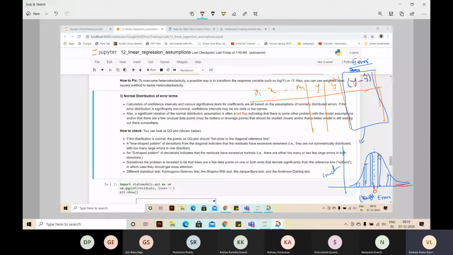When will that happen? When all the x's are linearly related to y, your y cap is close to y. Your y and y cap are close to each other, you will get numbers very close to 0. So if your error term is normally distributed, that means there is a linear relationship between input and output, and there will be a 0 here. Most of the data, 68%, is within one standard deviation, 95% of the data is within two standard deviations, and 99.7% of the errors are going to be within 3 standard deviations.